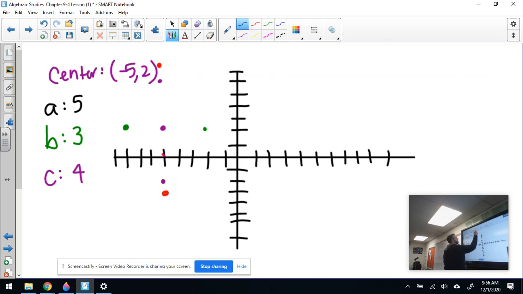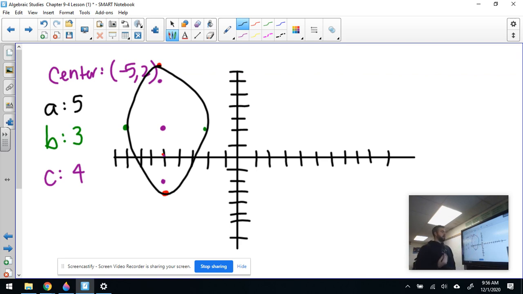Okay, and so now we just connect our ellipse just like that. Now, mine's not perfect. Yours probably won't be perfect either, but that's the idea, right? We know that we have the length of all of these things. We have it graphed correctly. It's vertical because we know y came first, all that good stuff, okay?